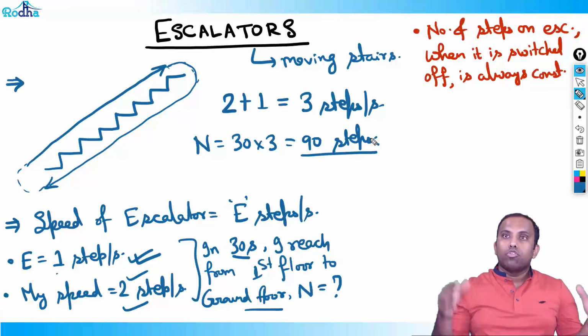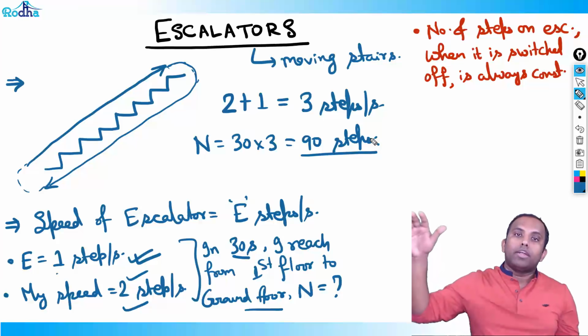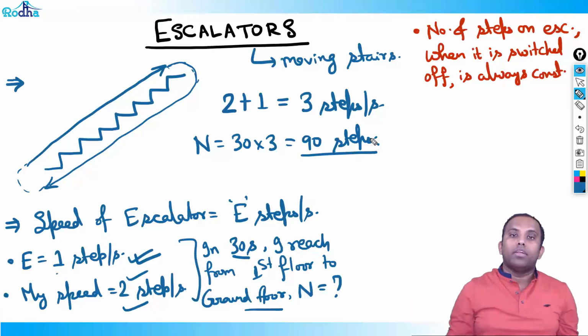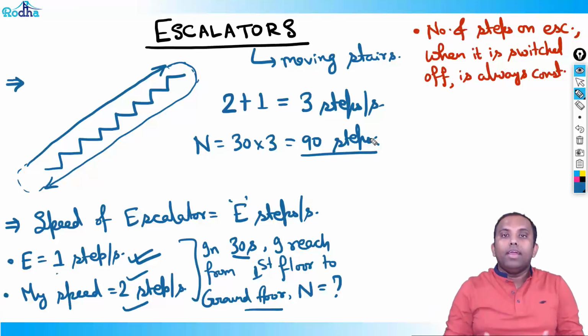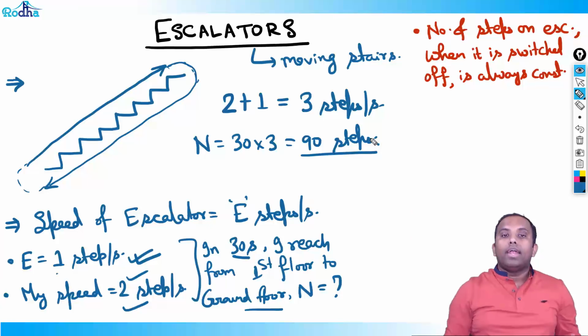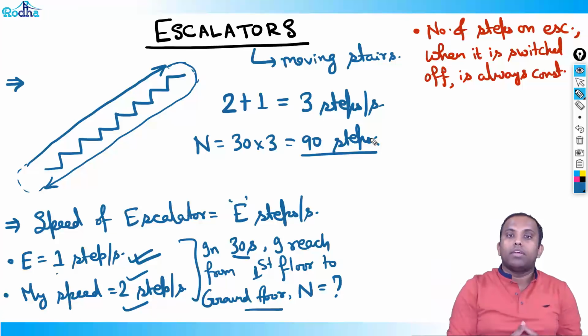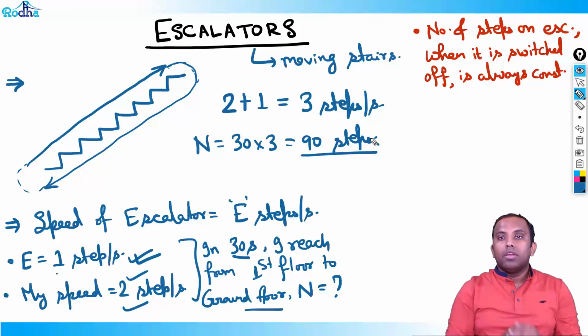My speed is 2. I am running down, and the escalator is also helping me move faster, because the escalator is moving at some speed. Here it is 1 step per second. So 1 plus 2, that means I'm effectively coming down at a speed of 3 steps per second, and I came down in 30 seconds. Distance is speed into time. Here in the escalator, distance is measured in terms of steps. How many steps? 90 steps.